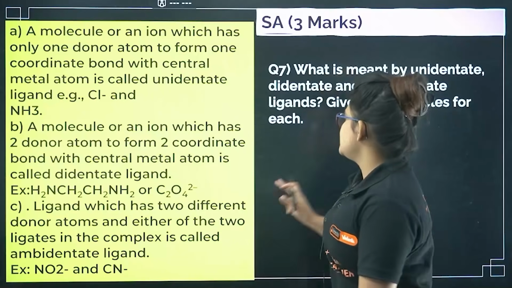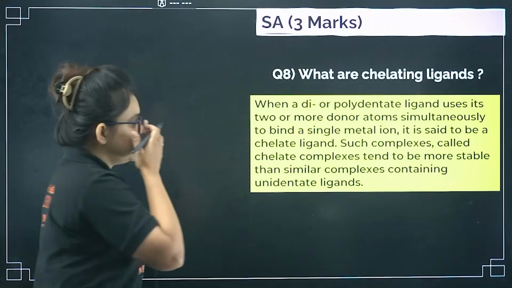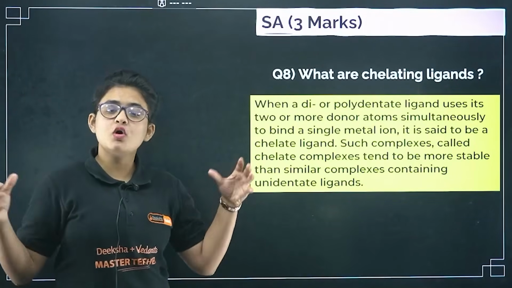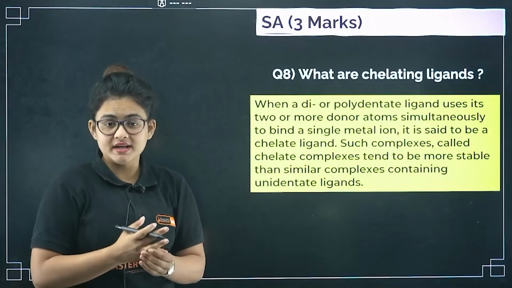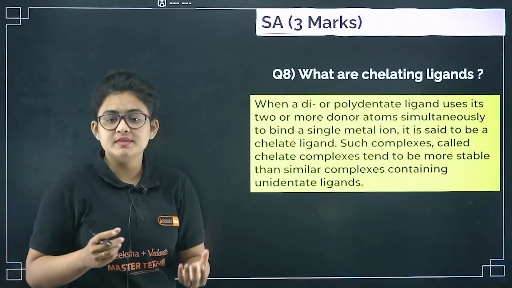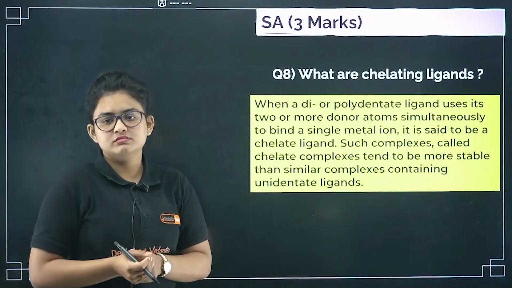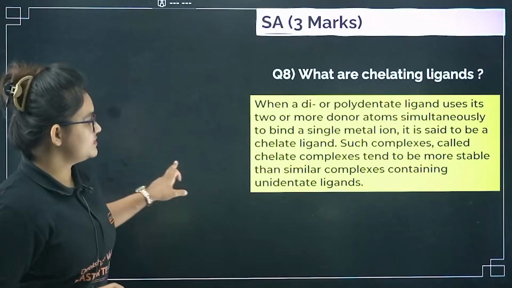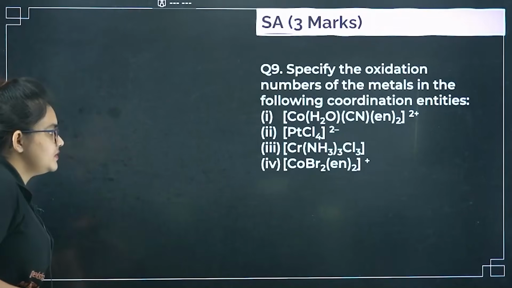Okay, let's proceed. What are chelating ligands? So chelating ligands, you can see, are di- or polydentate ligands that use 2 or more of their donor sites simultaneously to bind with a single metal. Okay, it is called a chelate ligand. Okay, so EDTA is one of the examples of it. Let's proceed. Okay, specify the oxidation number. Let's do one by one.